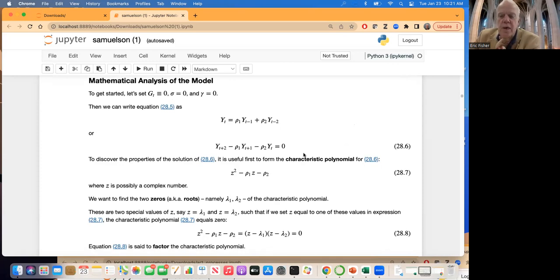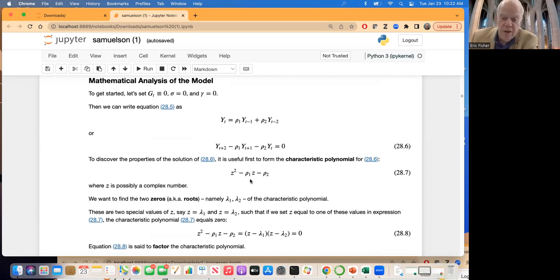So we want to know how to solve the model. Do you remember about the characteristic polynomial? I said, look, z squared minus rho 1 times z minus rho 2, set that equal to 0. So 28.6 right here, what is that? That's solving the homogeneous equation, right? So Morgan, you see where I'm going?